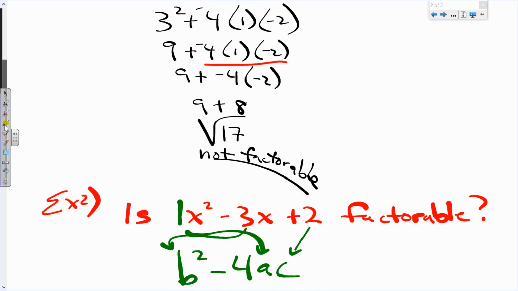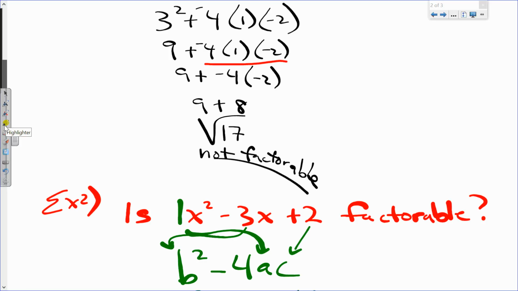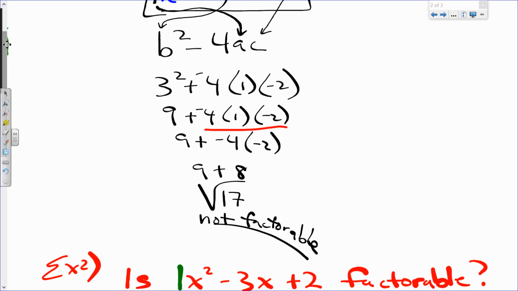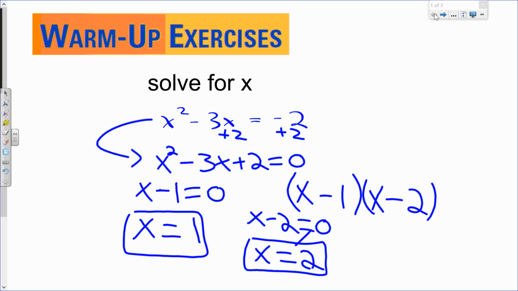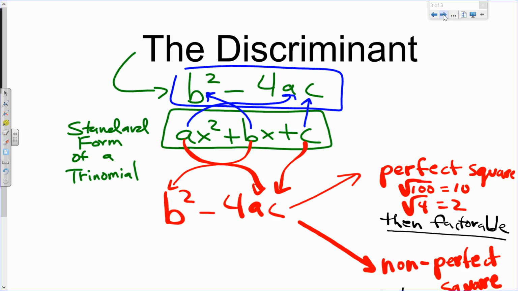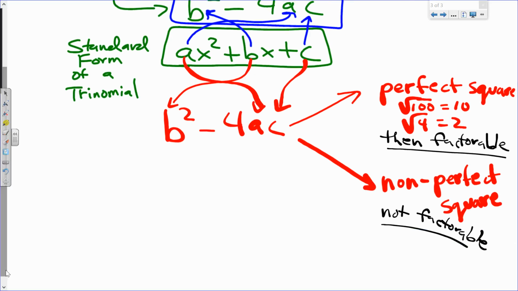Look at the example 1. This is a non-perfect square, so I know that it would be a spectacular waste of time trying to find the factors of this trinomial because they don't exist. So the discriminant is just a tool. That's all it is. It's just a tool to figure out whether a trinomial can be factored or not. It just helps us discriminate between factorable or not factorable trinomial. That's all I'm teaching right now.